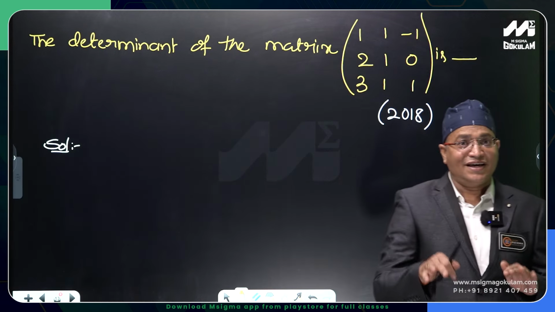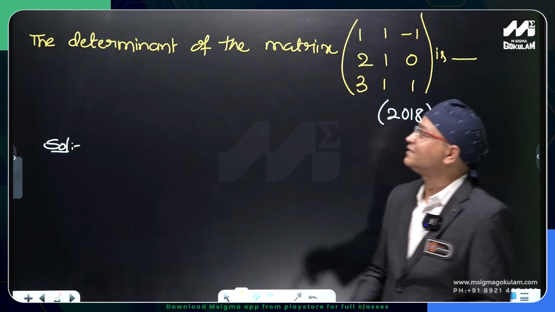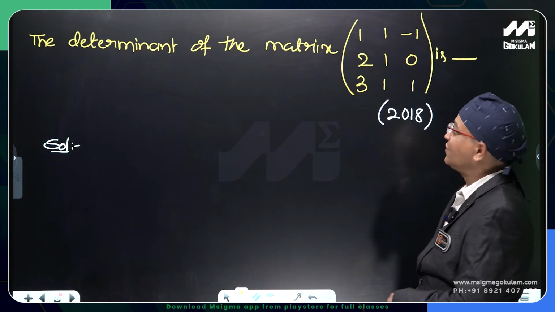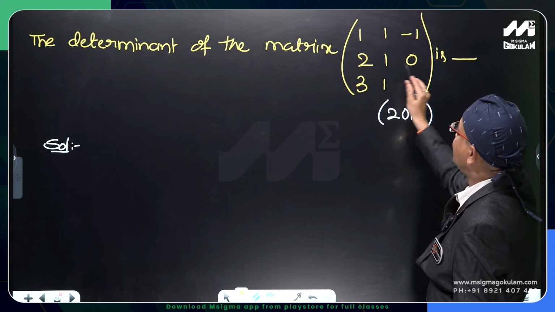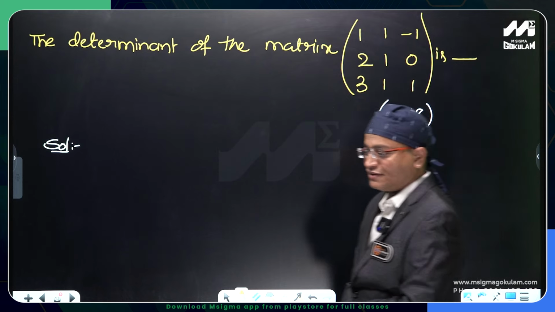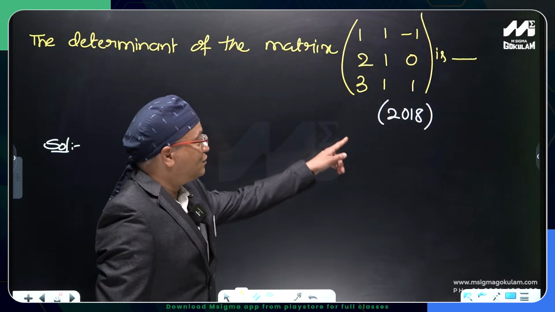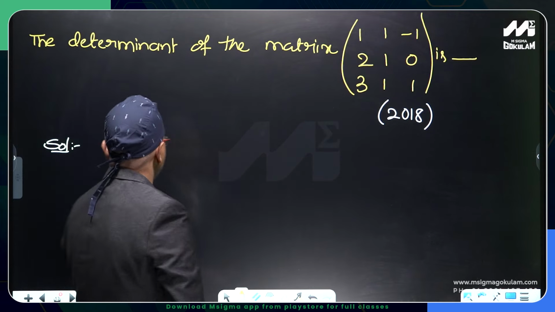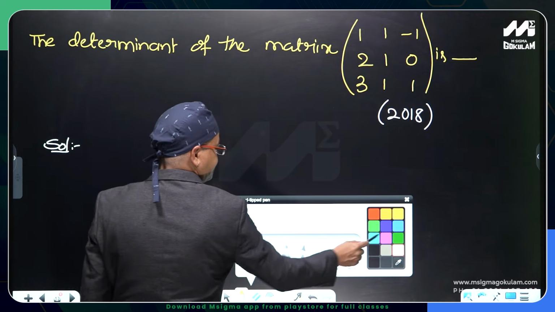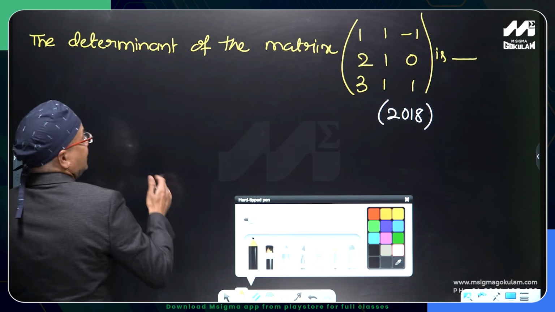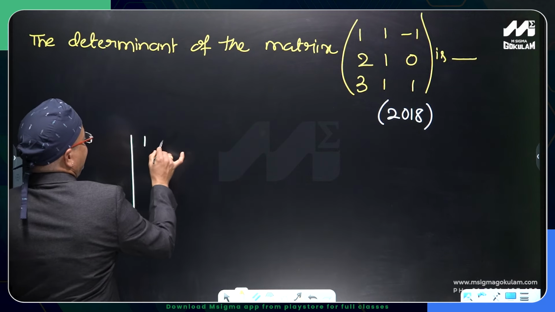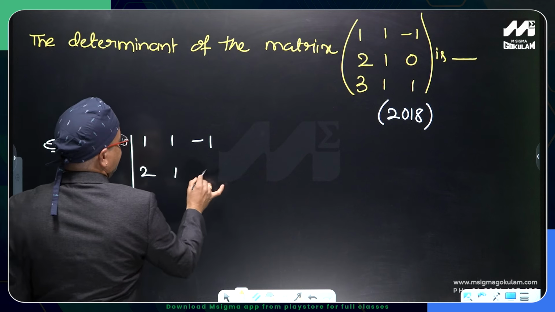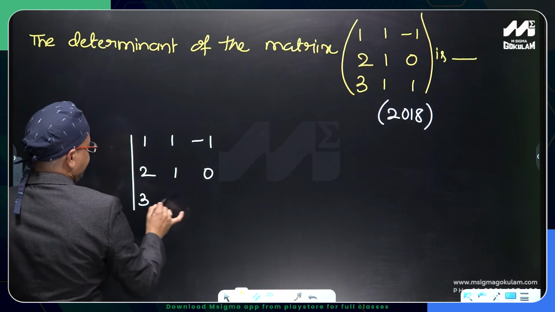So why are we studying all these things? Let us see. What is the determinant of this matrix? Here 1, 1, minus 1, 2, 1, 0, 3, 1, 1, these are the elements. It was given in 2018. Fill in the blanks, no options also. How to solve? You observe 1, 1, minus 1, 2, 1, 0, 3, 1, 1.